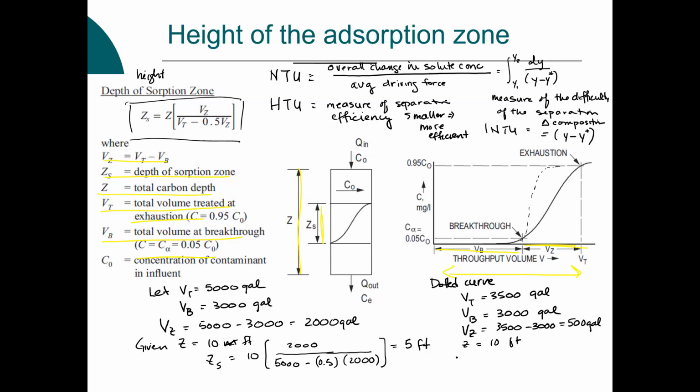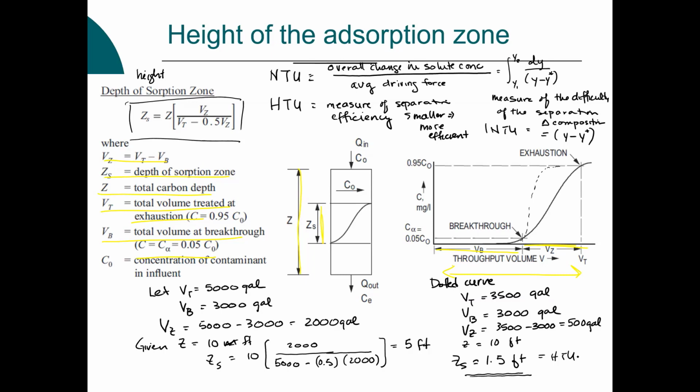And now Z sub S is equal to 1.5 feet. Which is the more efficient carbon? The one that is actually more efficient is the smaller height of the transfer unit. So it's smaller. We're using more of the carbon because typically what we will do is we will stop the treatment at breakthrough.